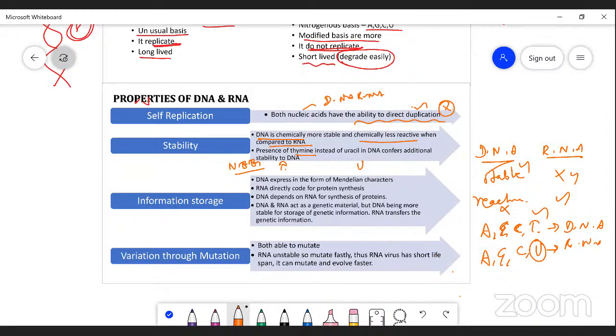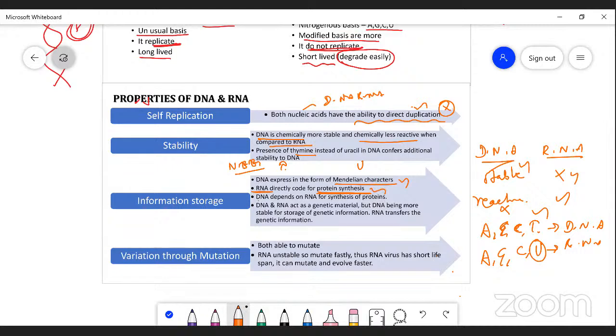How are the RNA and DNA storing the information? DNA is expressed in the form of Mendelian characters. You already studied in botany Mendelian characters, recessive character, dominant character. These are expressed only with the help of the DNA. RNA is directly helpful for protein synthesis, that means it codes for the protein synthesis. Next chapter we will read about protein synthesis. The RNA is very, very important for the protein synthesis.